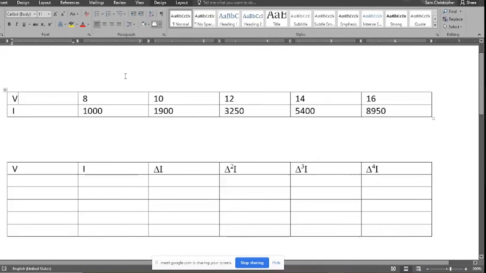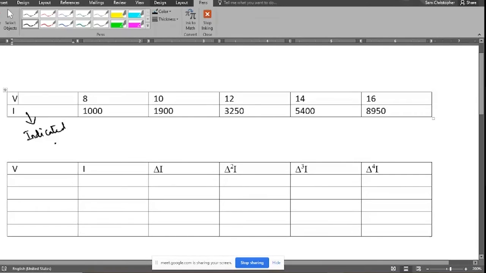D and I is given. Okay, the problem, I'll just read it so that you can see. V is nothing but the speed in knots developed by a ship, and I is the indicated HP, horsepower. I is the indicated horsepower and V is the speed of the ship.